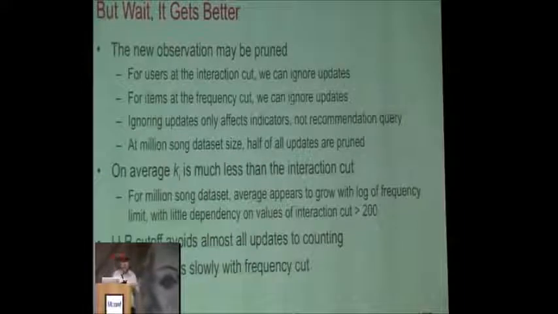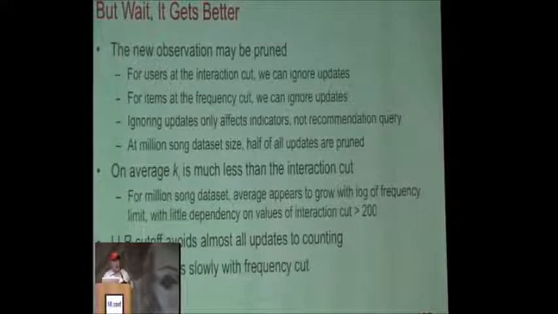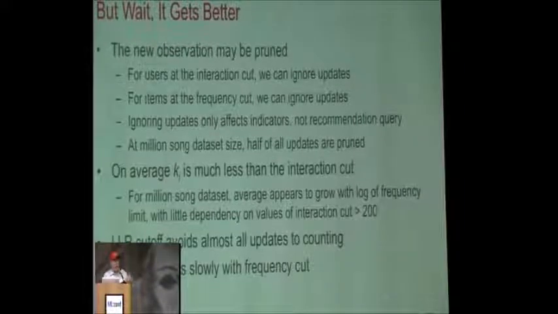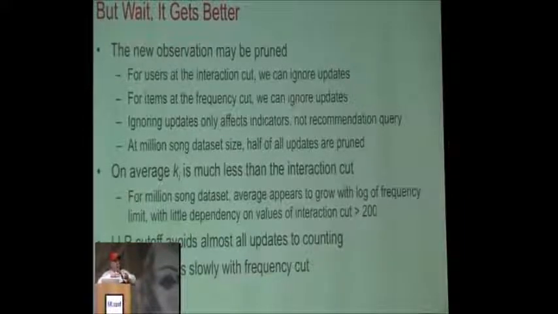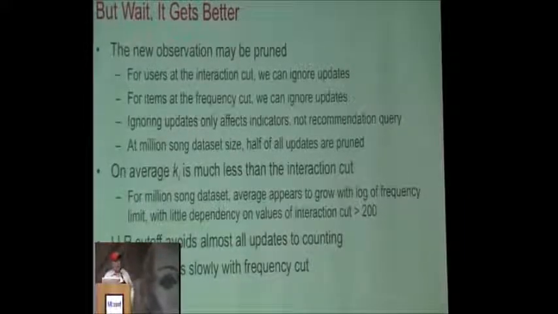It gets better, though, because every new observation may, in fact, have been pruned. It may not have actually been interesting. It might have hit the frequency limit, or it might have hit the user's cut limit. And so we could probably ignore that a lot of the time. In fact, on the million song database, half of all the new updates are prunable. Also, on average, k is much less than the bound. For the million song database, the average is typically about the log of the size, and the LLR cutoff makes the counting almost the entire load. Very rarely do we actually update the retrieval index.